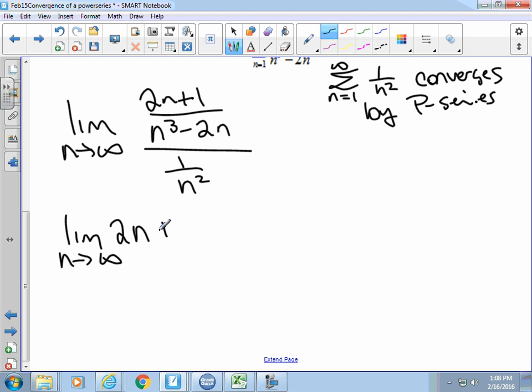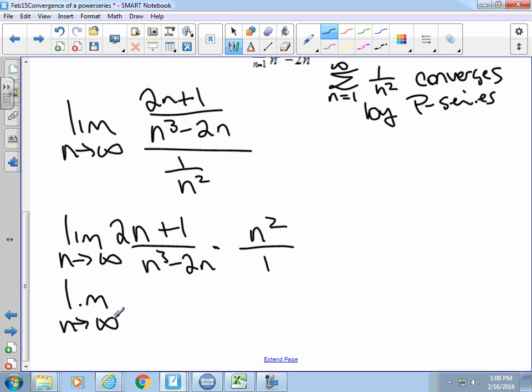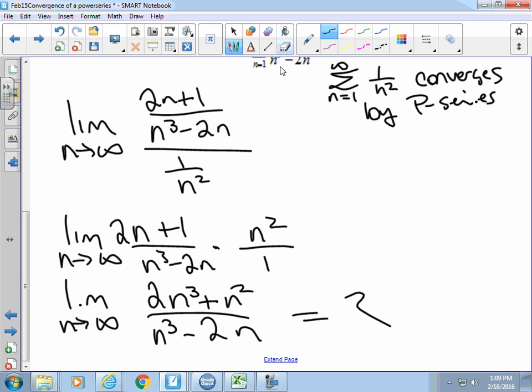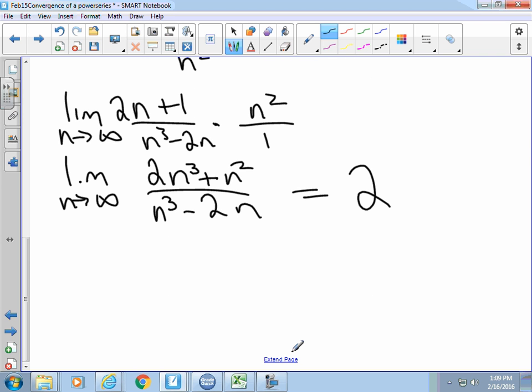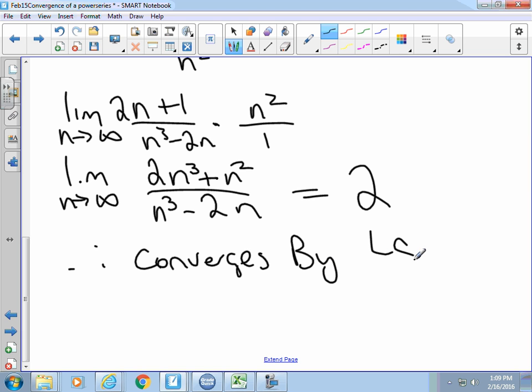How do you deal with fractions? Flip and multiply. So I get the limit as n approaches infinity of 2n cubed plus n squared. Again, if you come to one of these limits and have a hard time with the answer, don't forget about L'Hopital's rule. Again, on this one, I don't think we need L'Hopital's rule. The limit is 2. Sorry about that, computer lag there. Does everyone agree with that? Therefore, what? Converges by limit comparison test.